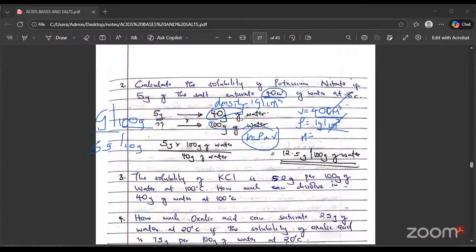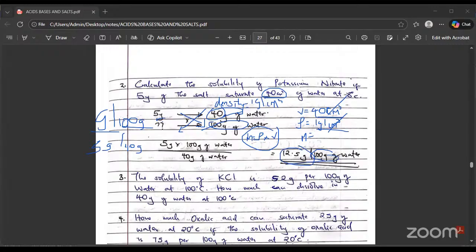What about 100 grams? And then you just cross multiply now. So this one you multiply with this one, and then the other one comes down, and you get this one. I want you to see what is happening. So you have 500 divided by 40, which gives 12.5 grams per 100 grams of water. And that one now is actually the solubility.